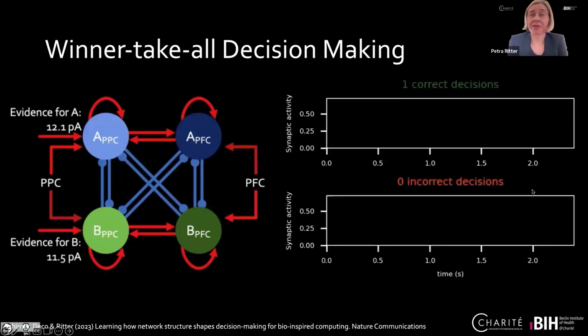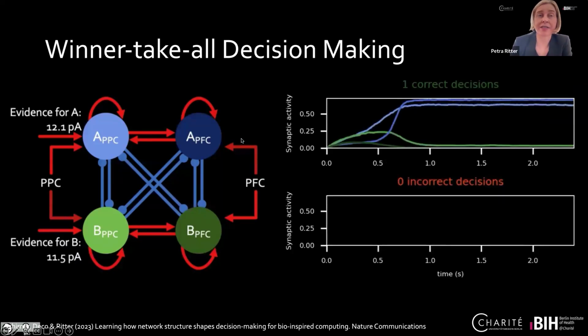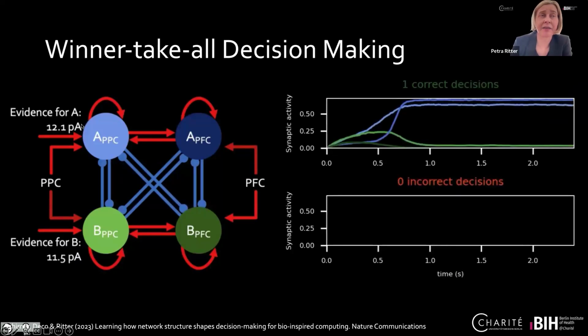And how does this now look if we simulate the circuit model? And how can we measure the decision-making performance of the circuit model? So this is just one trial of a simulation, and the color of the traces reflects which of the four populations they belong to. Here we see that the evidence, the current that drives the pair A, is a little bit higher than the evidence or input current that drives the group B. And this means the correct decision here would be A.